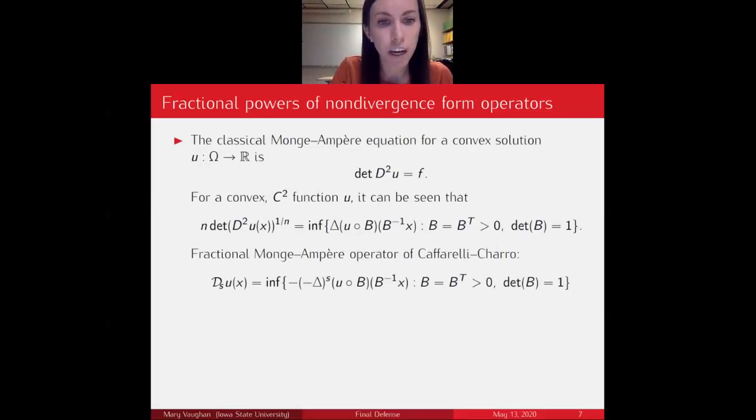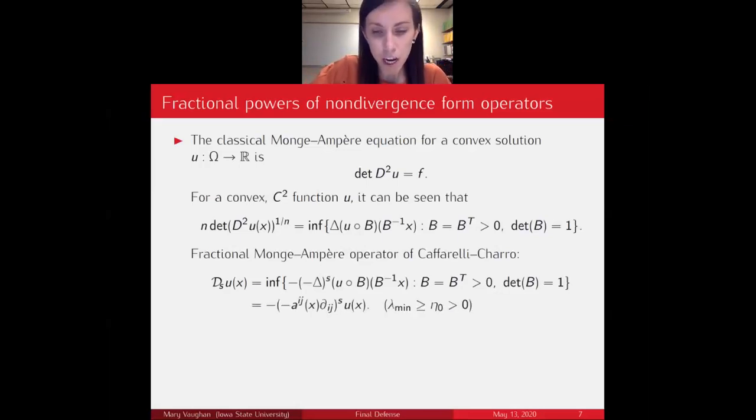Caffarelli and Charro define a fractional Monge-Ampere operator by replacing the Laplacian with the fractional Laplacian. I will just mention that these are degenerate equations, because the class of matrices B, in 2 dimensions, includes the matrix with epsilon and 1 over epsilon on the diagonal. And as epsilon goes to 0, that degenerates. So we have no control a priori on the eigenvalues.